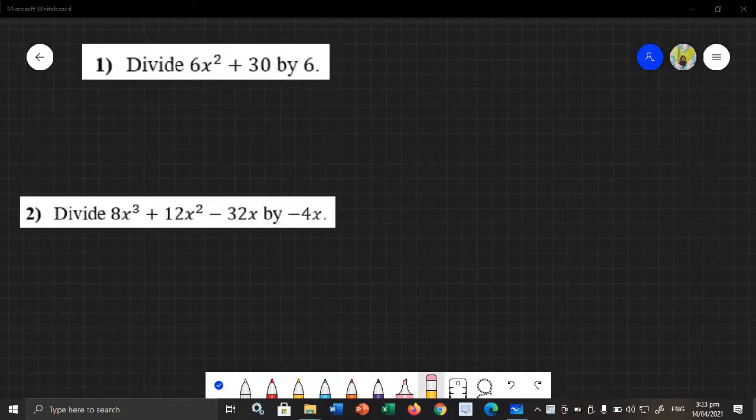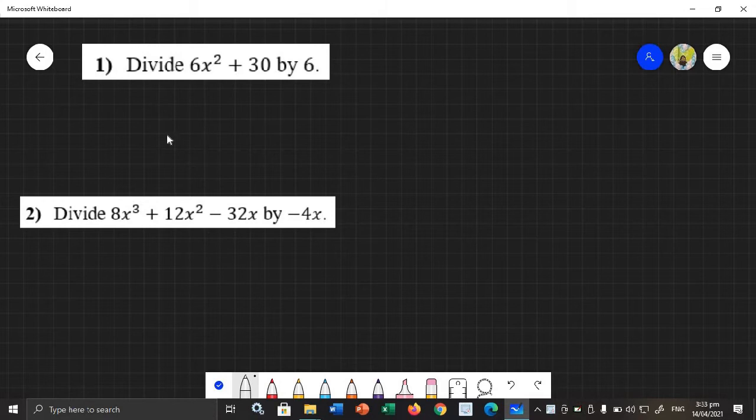Now let's solve the following examples. So we have example number 1. We need to divide 6x squared plus 30 by 6. So we need to rewrite this example into a fraction. The numerator is the dividend, the denominator is the divisor. So we have 6x raised to the second plus 30 over 6. Okay? And then right after we write it as a fraction, we rewrite it again.